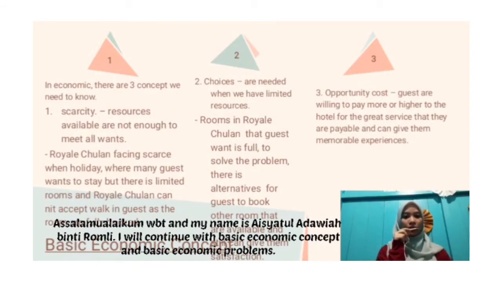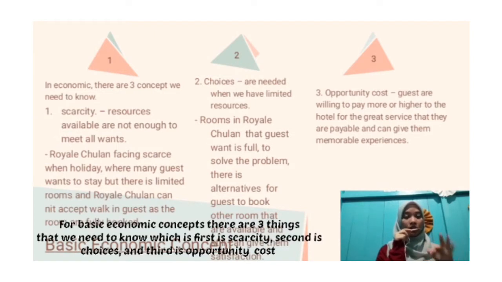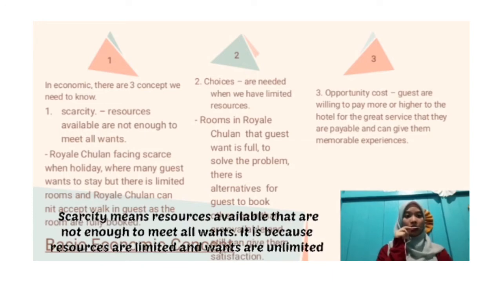I will continue with basic economic concept and basic economic problem. For basic economic concept, there are 3 things that we need to know: first is scarcity, second is choices, and third is opportunity cost. Scarcity means resources available are not enough to meet all wants. It is because resources are limited and wants are unlimited.